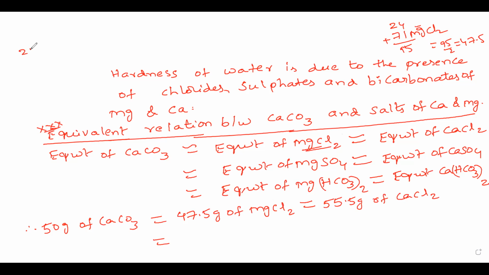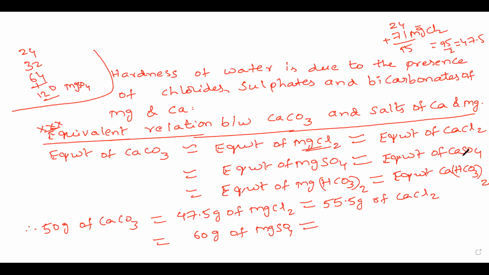Mg is how much? 24. Sulfur is 32. Oxygen is 64. So 4 plus 2 is 6, 6 plus 4 is 10, so it is equal to 120. So 120 by 2 is equal to 60 grams. 120 grams is the magnesium sulfate mass. 60 grams of magnesium sulfate is also equivalent to 40 plus 32, 72, 72 plus 64, that is 136, 136 by 2. So that is calcium sulfate, equivalent to 136 by 2 grams of calcium sulfate.